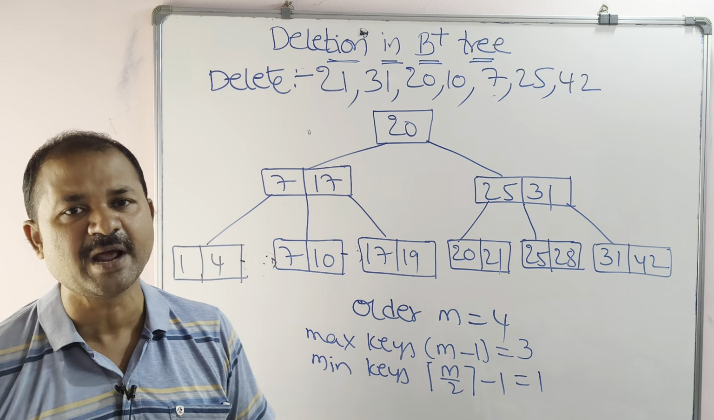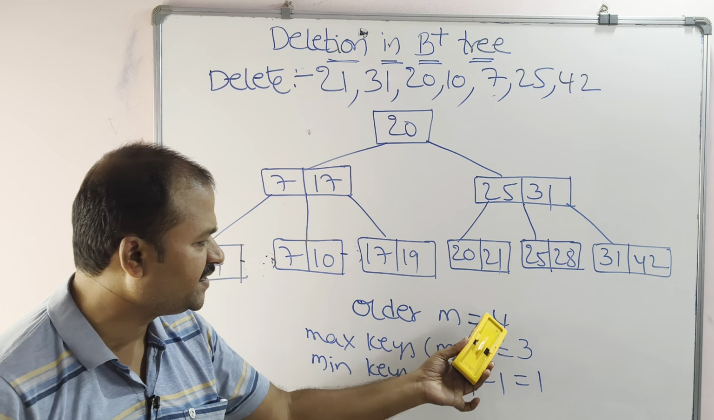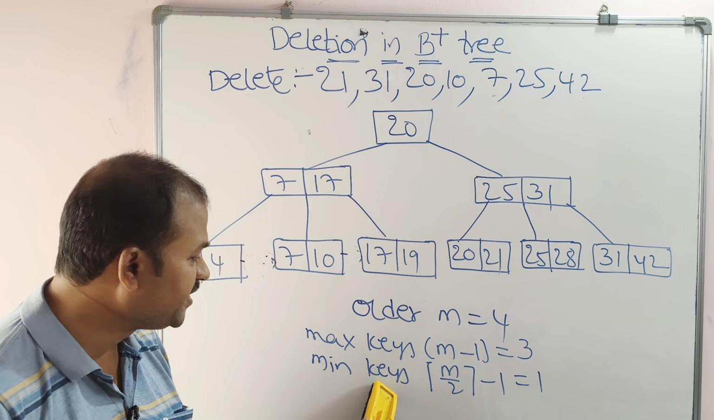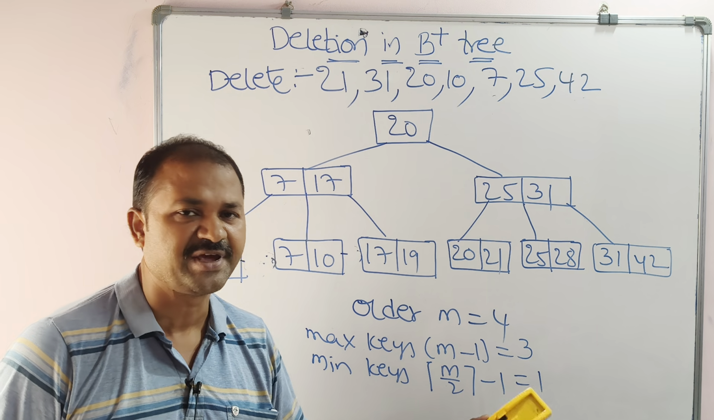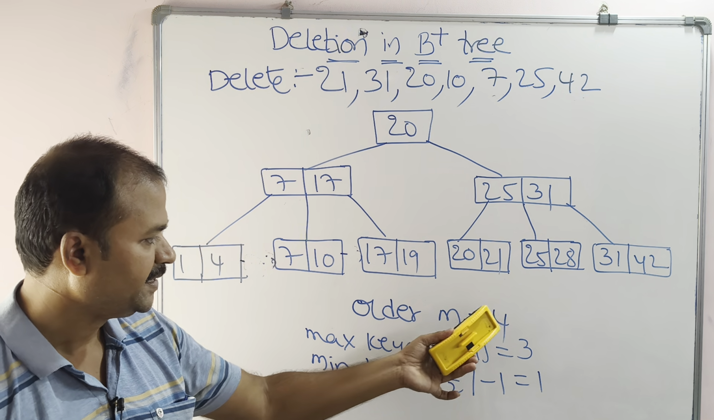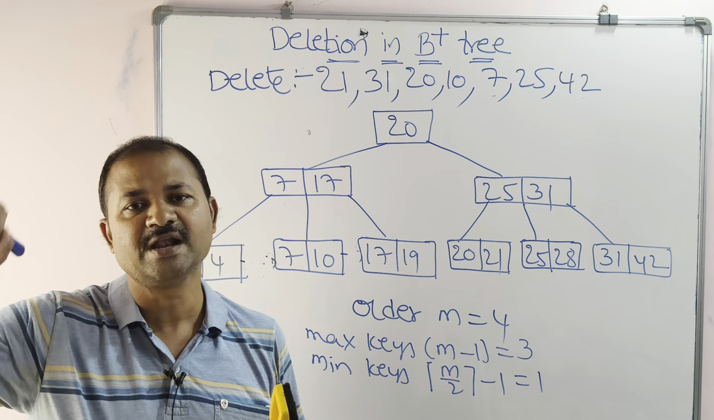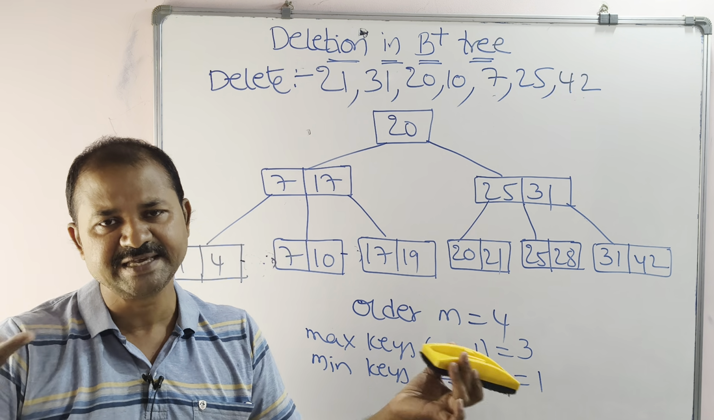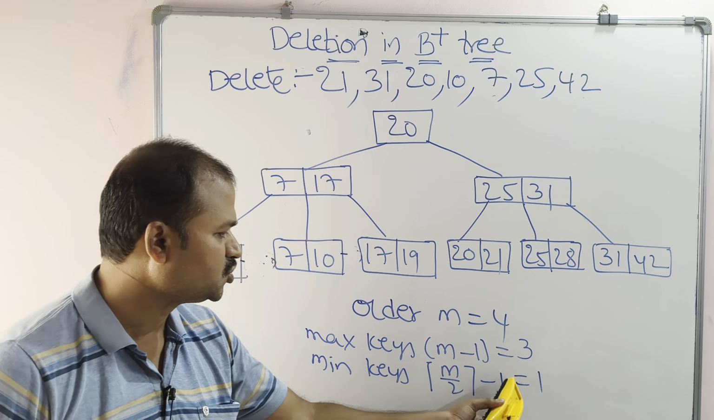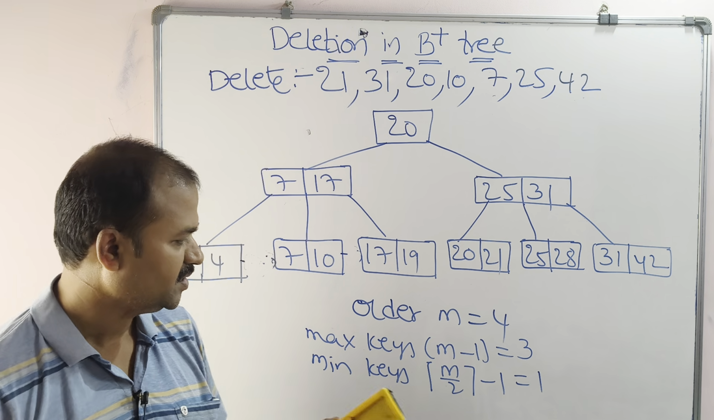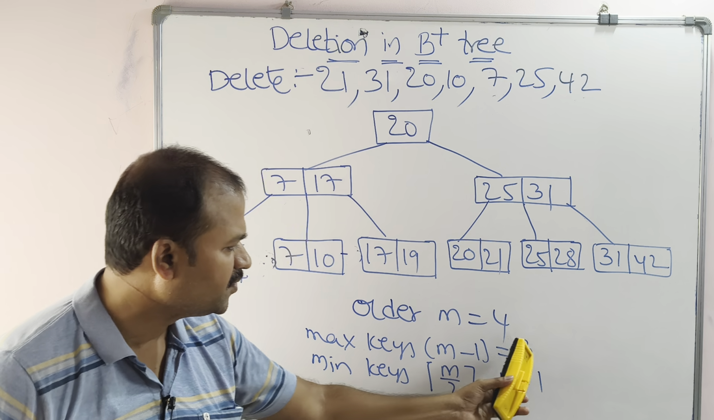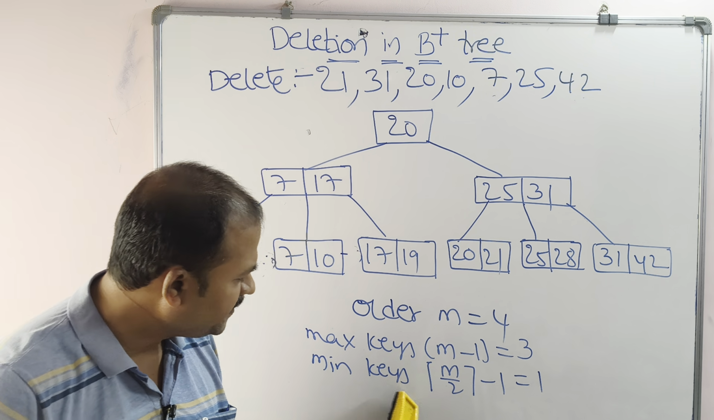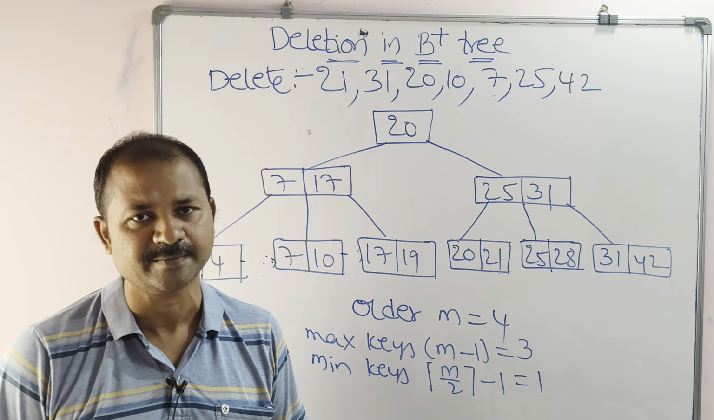The maximum number of keys is m minus 1, that is 3. The minimum number of keys is ceil of m by 2, minus 1. Here m is 4. Ceil of 4 by 2 means 2, and ceil of 2 means 2 only. So 2 minus 1 means 1. So per node we can use a maximum of 3 keys and a minimum of 1 key.